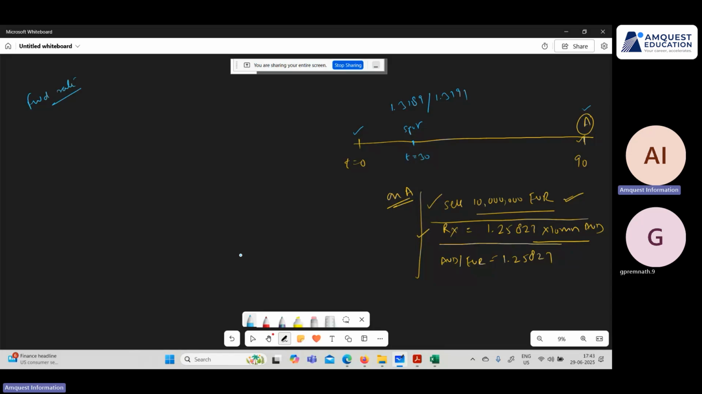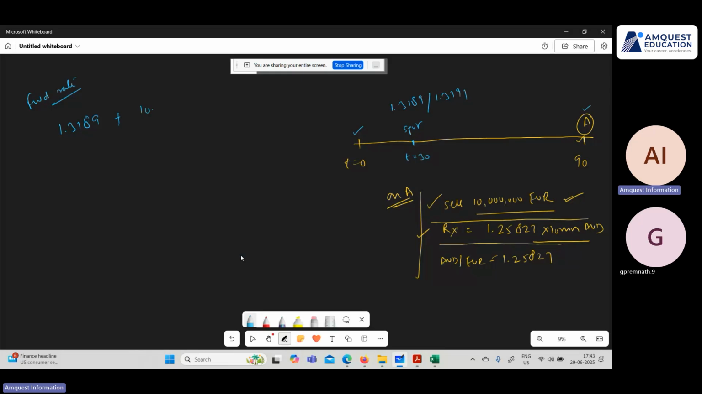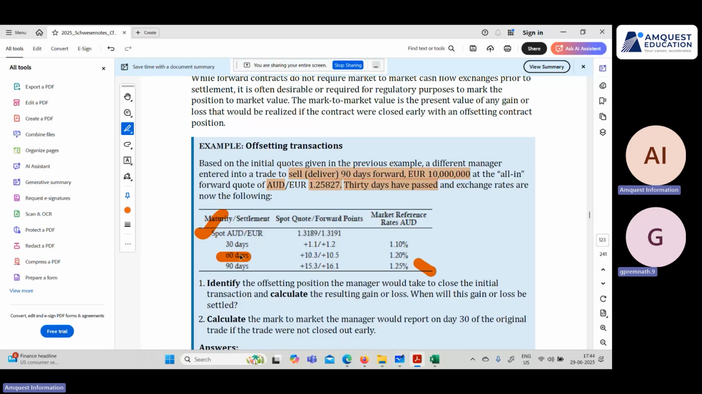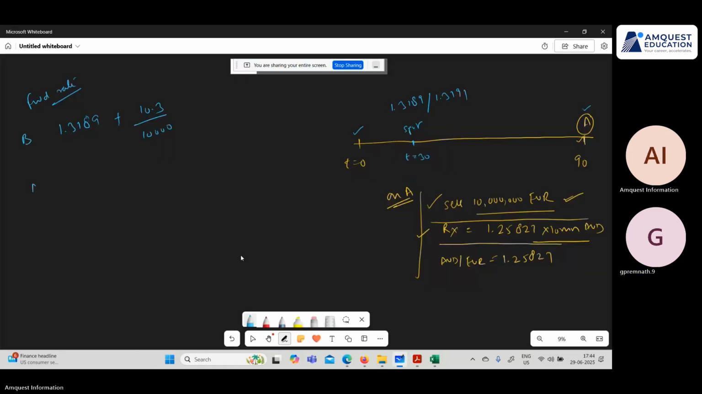Okay. So my first step is now to calculate the forward rate. And then we'll come to which rate to be used. So can I say that my forward rate is going to be 1.3189 plus 10.3 divided by 10,000? Sorry, can you just go back? Yeah. Okay. And can I say this is the bid, and the ask is 1.3191 plus 10.5? Yes. So far, so good?